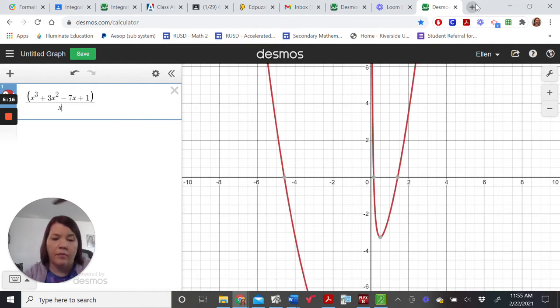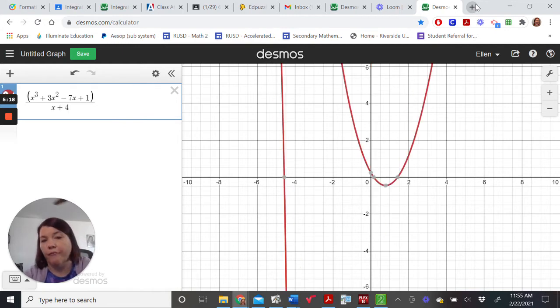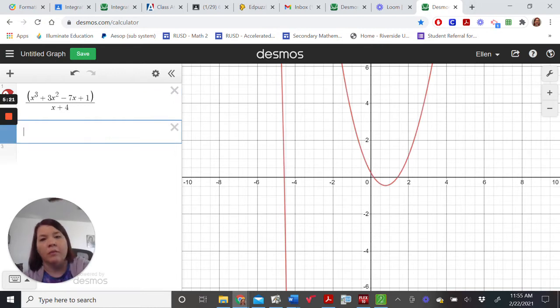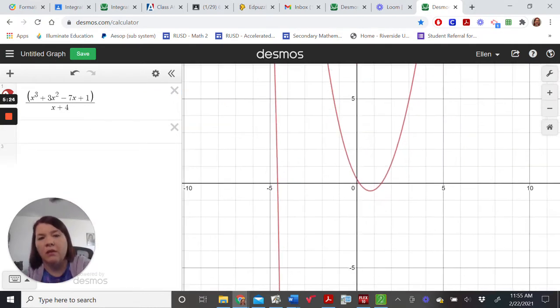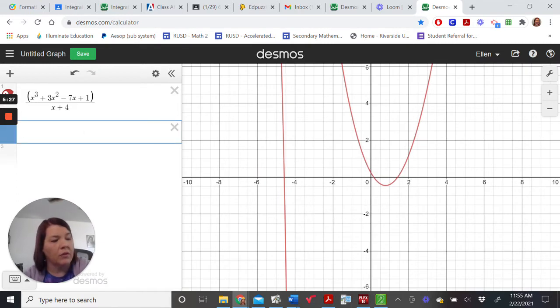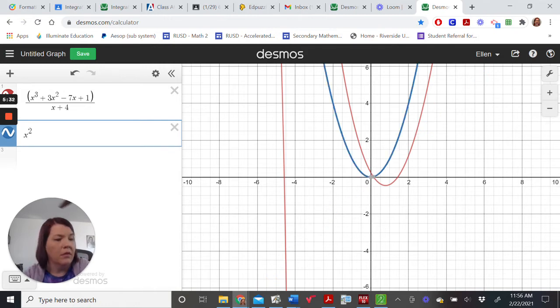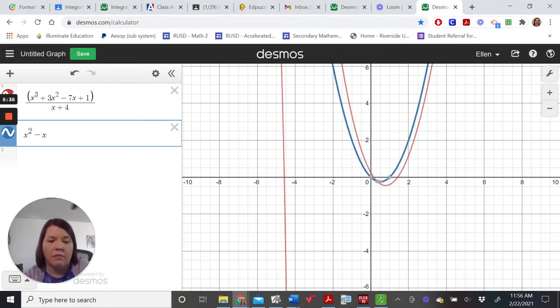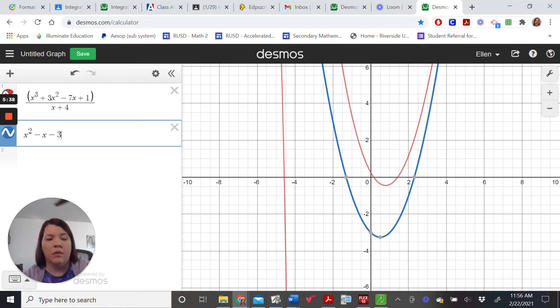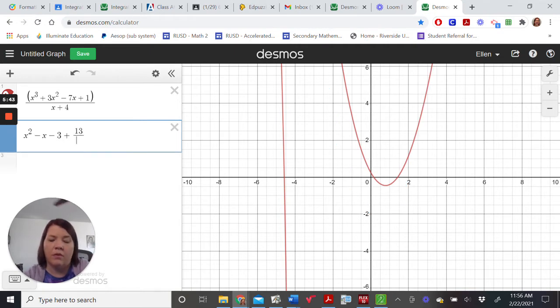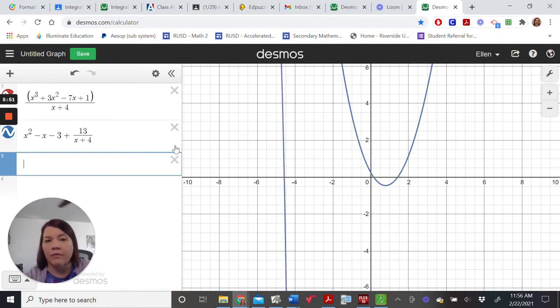And if I zoom out, there's more going on here, but we'll just leave it there. Looks like that. Then I'm going to do the other one, which was x to the second power minus x minus 3 plus 13 over x plus 4, and see how they are exact. When I click off, it turns purple because it's red and blue on top of each other, so it's purple, which, you know, is my mood today. Purple mood, purple graph.